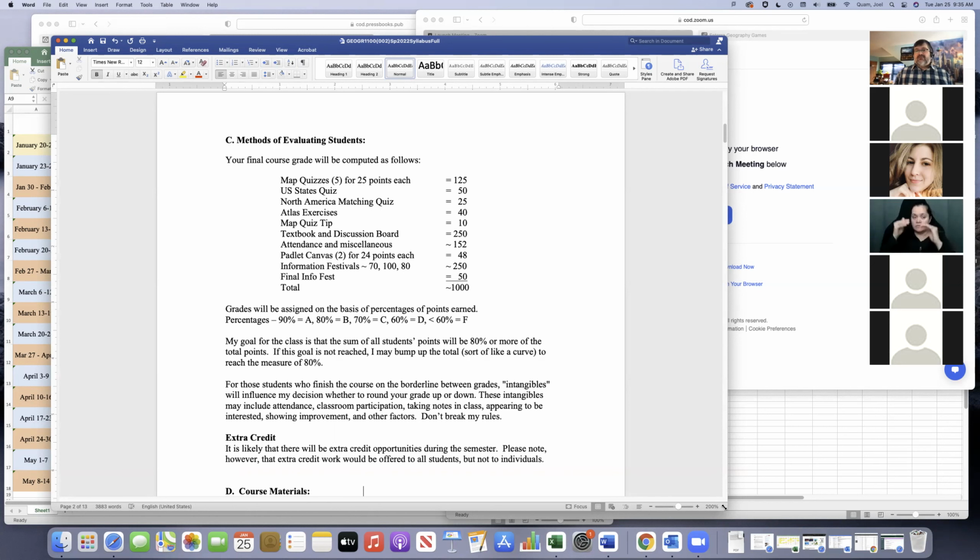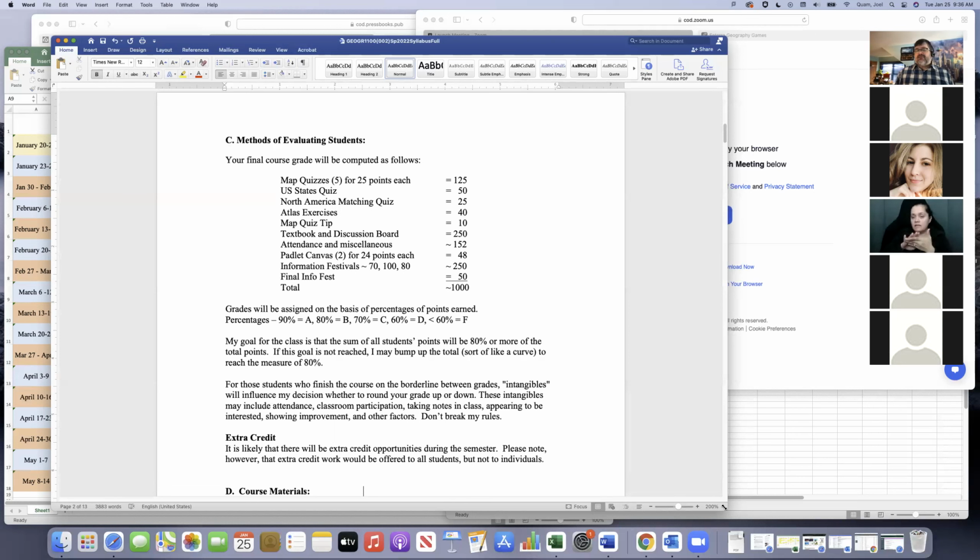Attendance and miscellaneous. There'll be a variety of other assignments as we go along. It might be something that I just announced at the end of class. Hey, for next time, write a paragraph for me for 3 points. Or it might be an additional worksheet to do. Plus, you do get points for being in class. Each day in some way, I will take attendance.